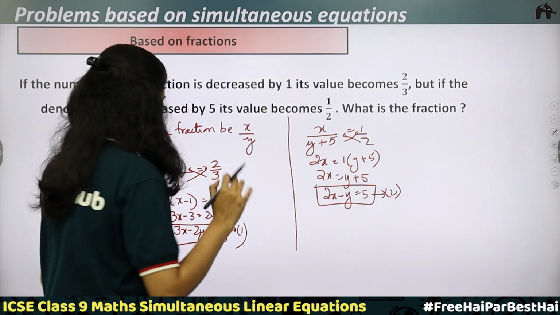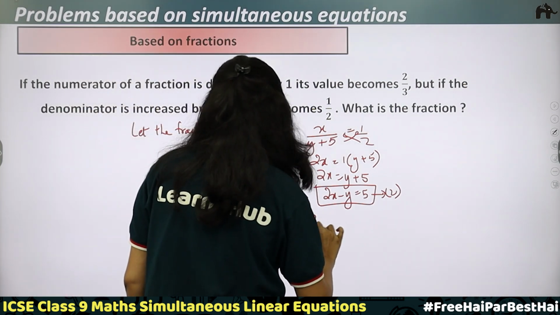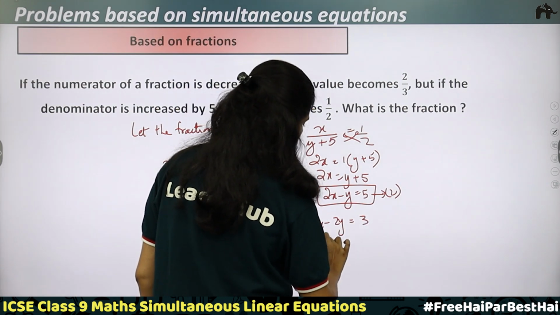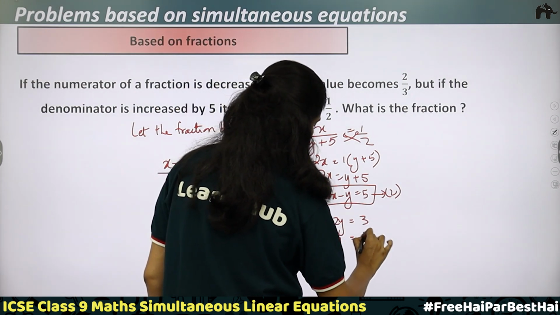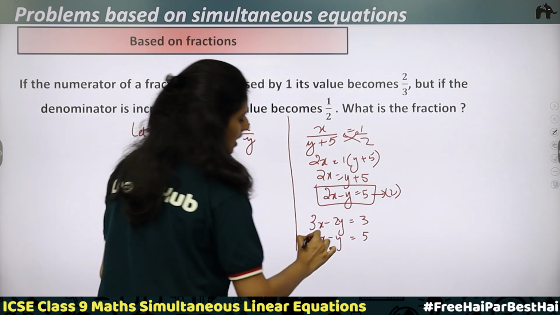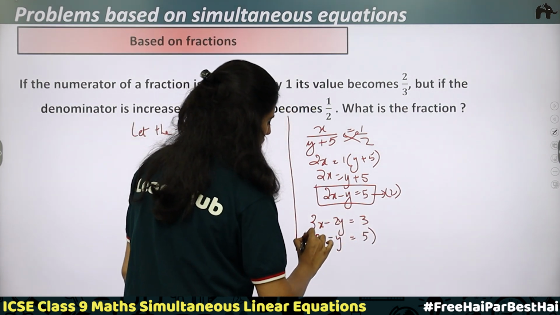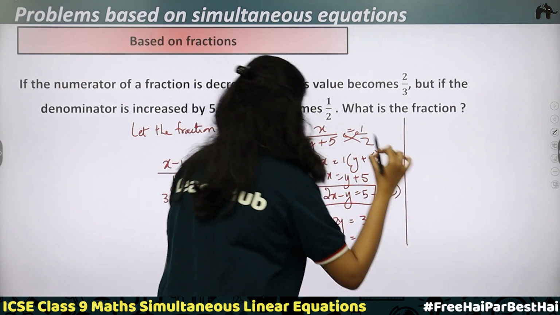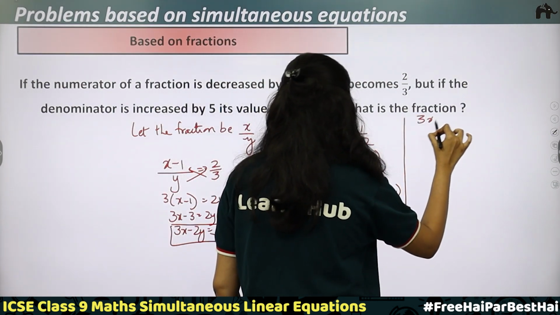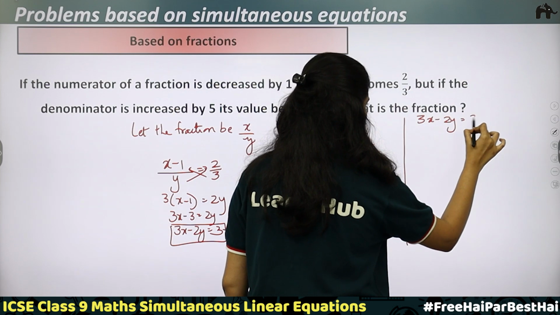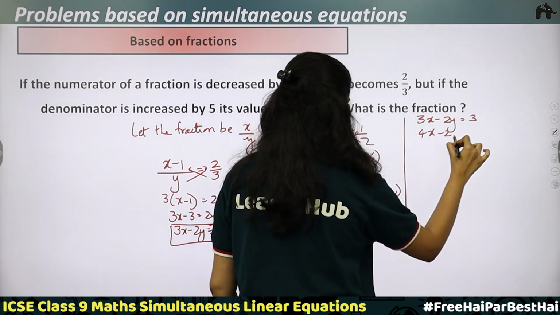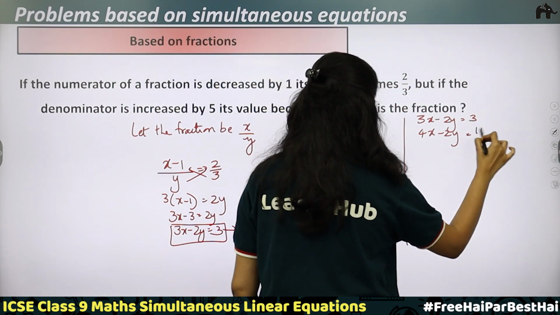Then we can find the fraction. First equation: 3x minus 2y is equal to 3. Second: 2x minus y is equal to 5. Multiplying throughout the second equation by 2, what do we get? 3x minus 2y is equal to 3. 2 into 2, 4x minus 2y is equal to 10.